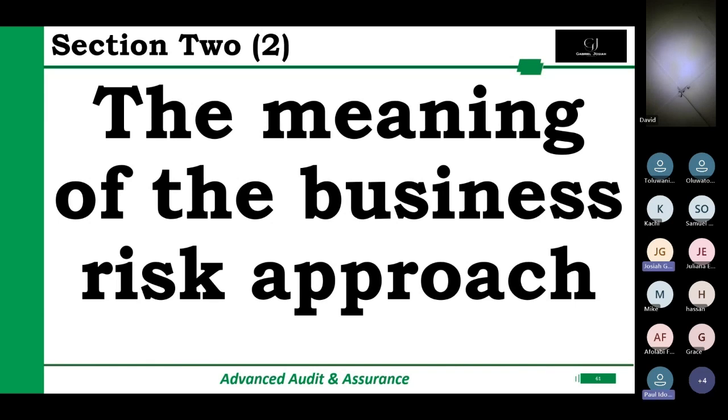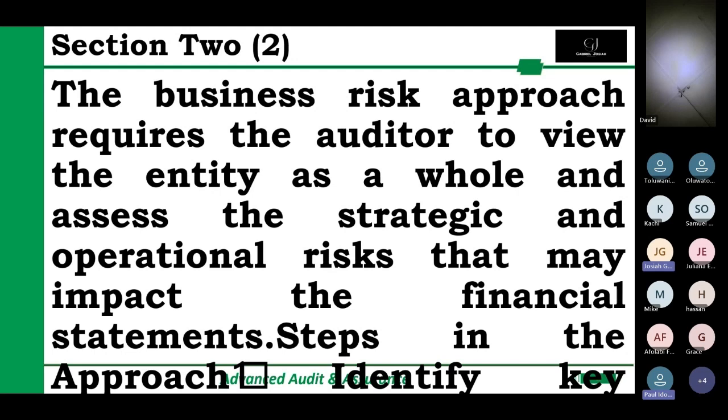Okay, so let's look at the second section, speaking to the meaning of the business risk approach. The business risk approach speaks to the fact that it requires the auditor to view the entity as a whole and also assess the strategic and the operational risks that may impact the financial statements.